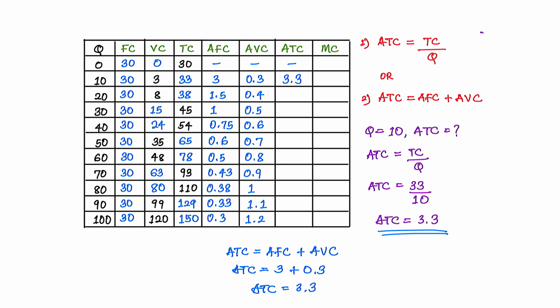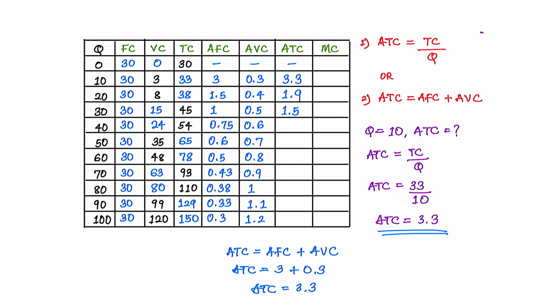Going to the next box, when output is 20, using average fixed cost is 1.5 plus average variable cost is 0.4. That will give us a sum of 1.9, which means the average total cost is 1.9. Or we can use the approach of the total cost, which is 38, divided by the quantity, which is 20. 38 divided by 20 will also give us 1.9. Next, total cost is 45 and the quantity is 30. So 45 divided by 30, so the average total cost is 1.5.